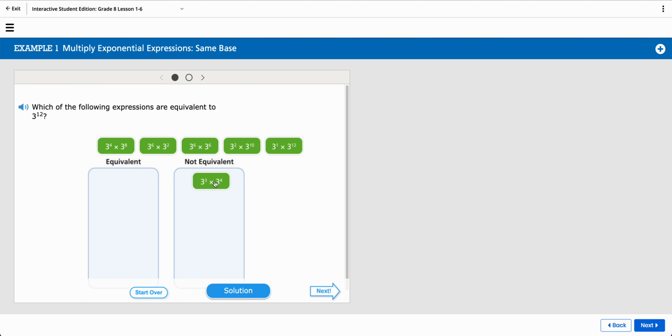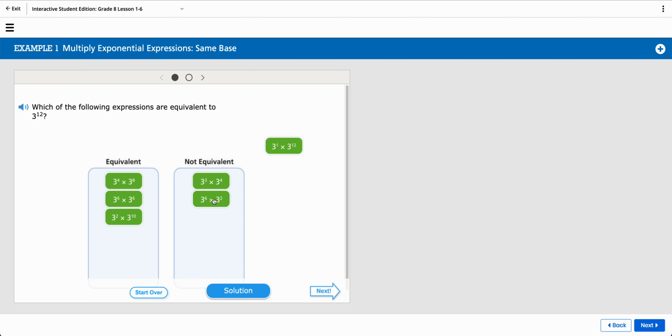3 to the 4th and 3 to the 8th, you add the exponents, so 4 plus 8. 6 and 6, okay, 3 to the 6th times 3 to the 6th, add the exponents, 6 plus 6 is 12. 2 and 10, 3 to the 2nd times 3 to the 10th, 2 plus 10 is 12. What about 3 to the 6th times 3 to the 2nd? That would be 3 to the 8th. And then 3 to the 1st times 3 to the 12th? Non-equivalent. That would be 3 to the 13th, so that is not equivalent.